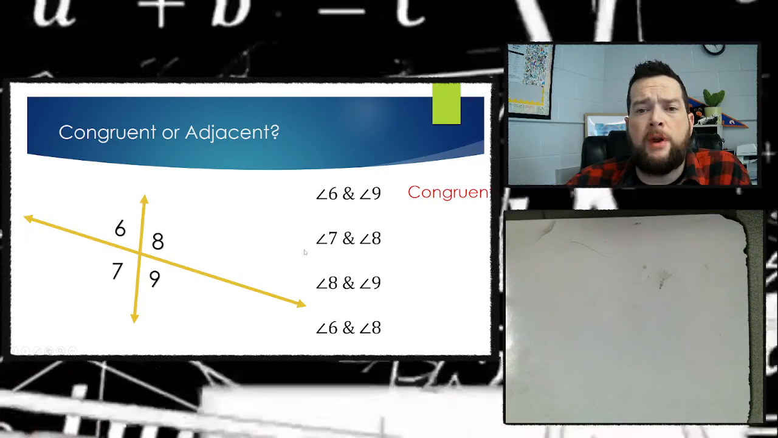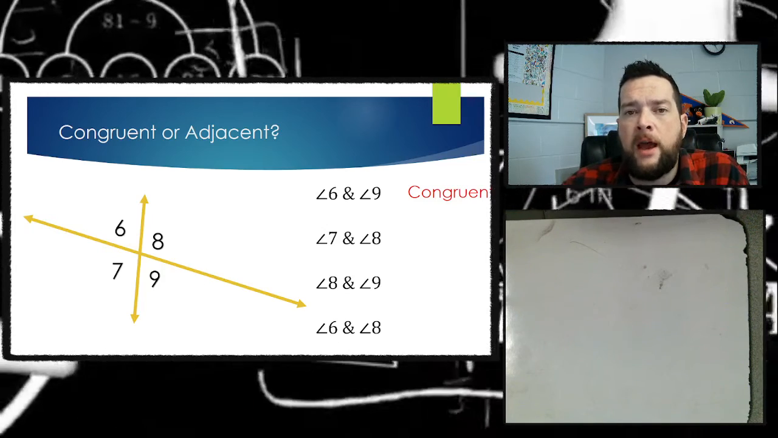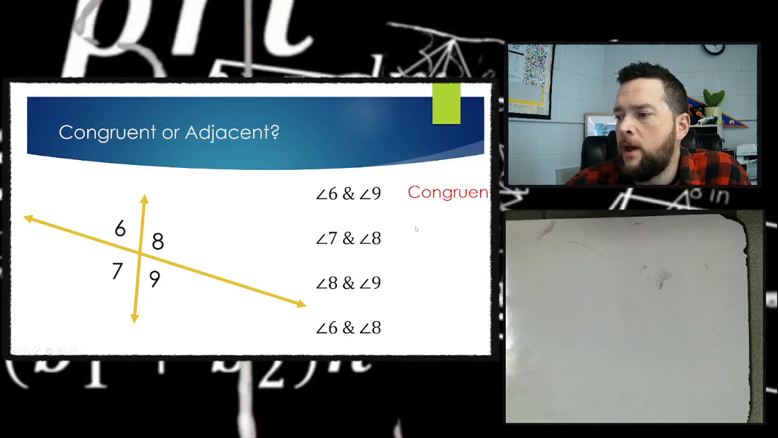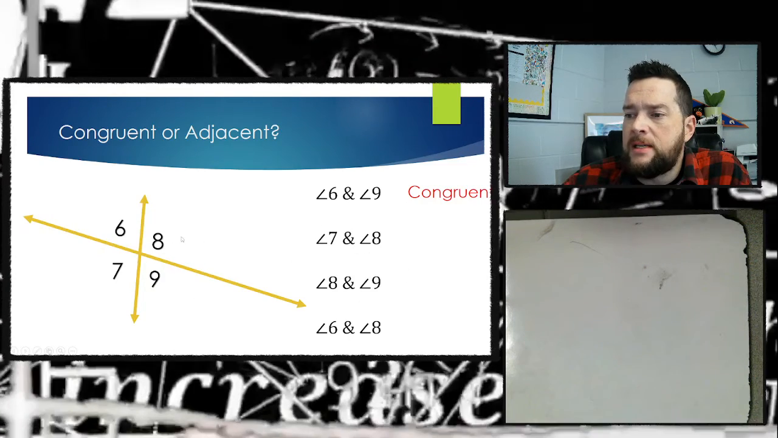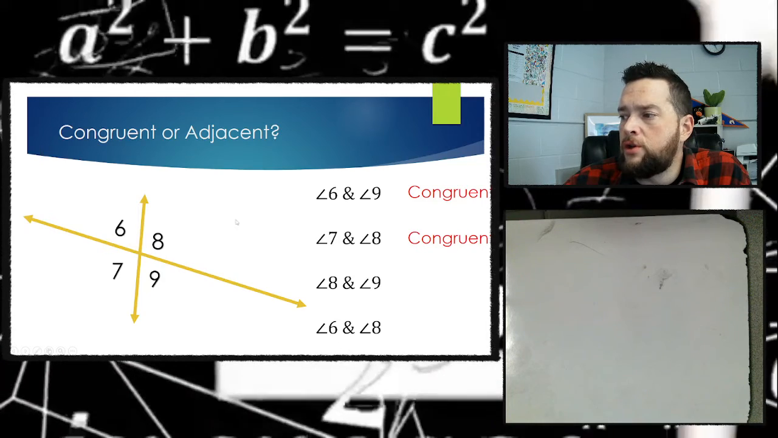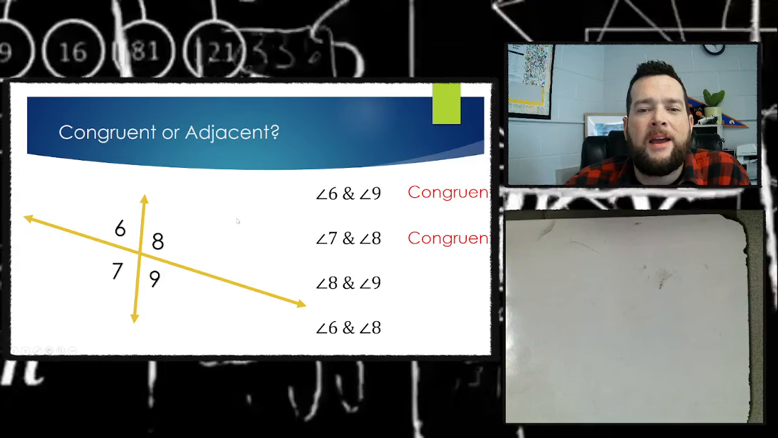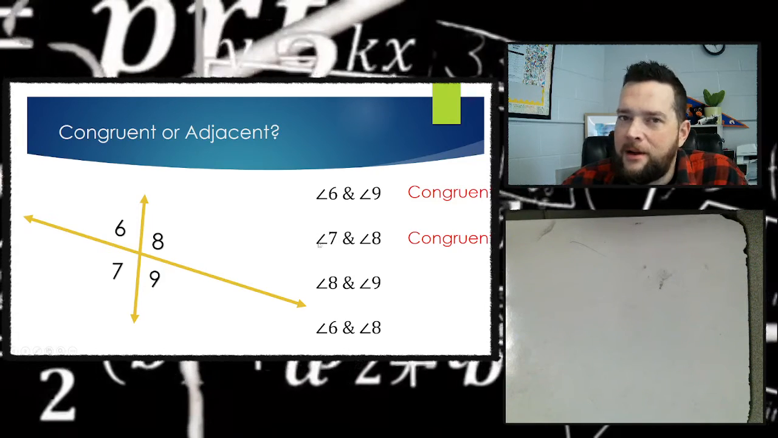So what I want you to do now is try the other 3 and see if you get them right. So pause the video, try them, see if you can come back and get them right. All right, 7 and 8, that's the next one. 7 and 8 are also vertical to each other, so they're congruent. And my screen's cutting off the T in congruent, but it's there, I promise you. It's just not there on the screen.